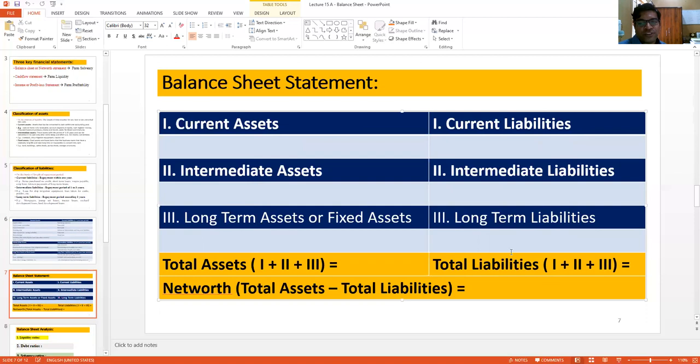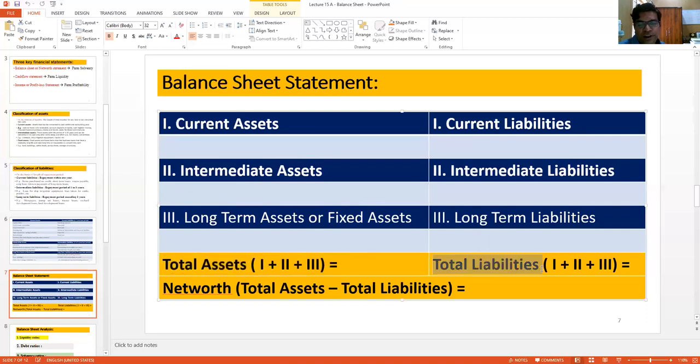Once you have made this tableau statement, and once you have given all the items accordingly, then what you're supposed to do is find the total value of the assets, all the assets, the current, intermediate, long-term.